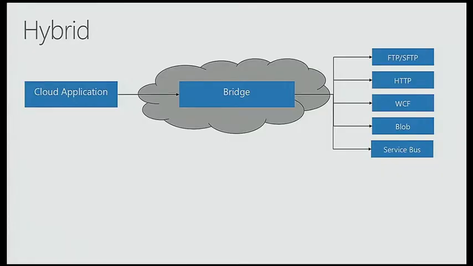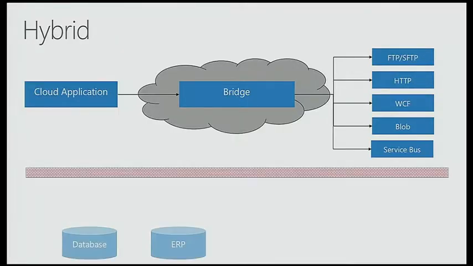So now we have seen how we can stitch together an integration application, but what happens in the case of a hybrid? Typically, you have data sitting on the premise, right? Locked in systems like your ERP systems or your SQL database, your Oracle database, and all of them are probably behind a firewall. So how do you unlock the data over there?